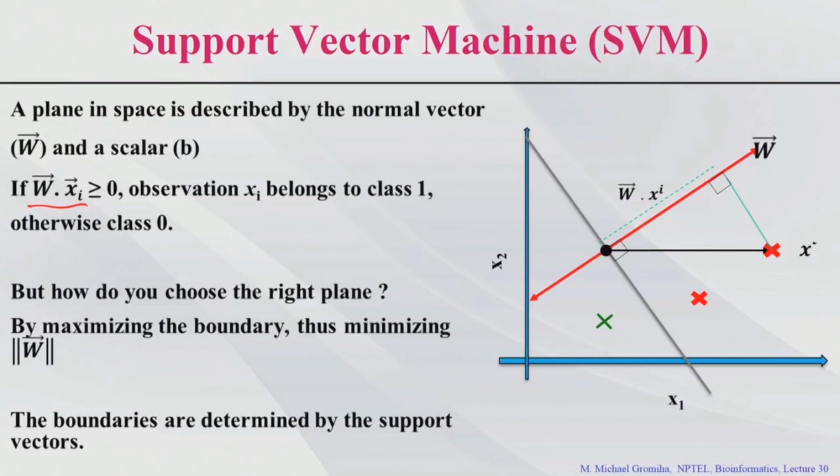Then the problem is how to choose this plane. In this case we have to maximize the boundary. Here you can minimize this vector w, so that you can find the right plane, removing the other planes. How to define the boundaries? You can see the support vectors. The support vectors will help to determine and assign these boundaries. In this case you can define this hyperplane.